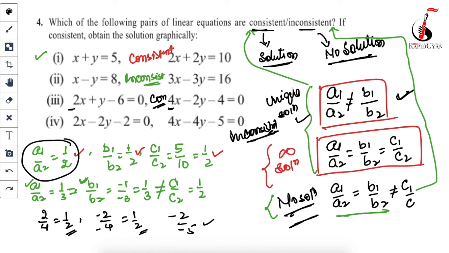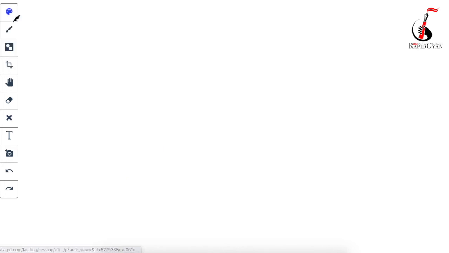So now what we are seeing over here in this question, we are getting two pairs of linear equations which are consistent, first and third one. So let's solve this one by one using the graphical method. So first one is your x plus y equal to 5, 2x plus 2y is equal to 10. Okay, let me write it over here. x plus y is equal to 5 and 2x plus 2y is equal to 10. So we will have to draw this graphically.